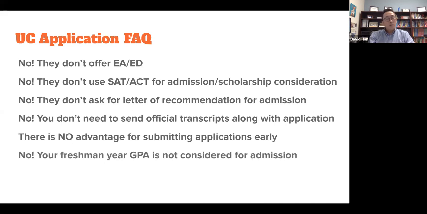Your freshman year GPA is not considered for admission, right? They do look at what classes you took, but when they calculate your UC GPA, your freshman year classes or grades are not part of the UC GPA, right? So even if you made some mistakes in your freshman year, you got a couple of B's and maybe even C's, you might still be a very good candidate for UC admission.